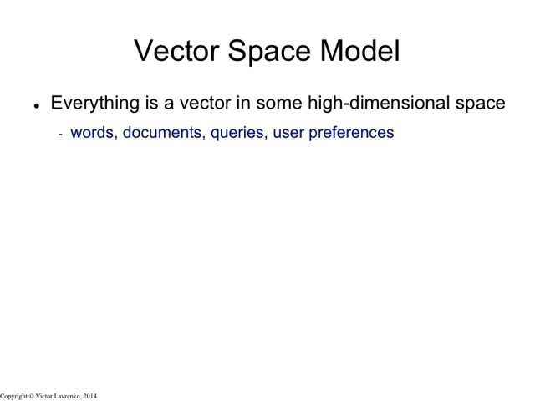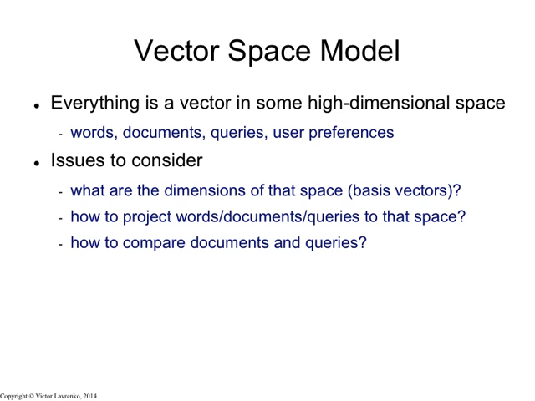And anything else that you can think of, you represent as a vector in the same space. So if you have, for example, user preferences, or if you have a user browsing history, or anything else you could think of that could be relevant to the ranking, you would try to embed it in the same vector space.